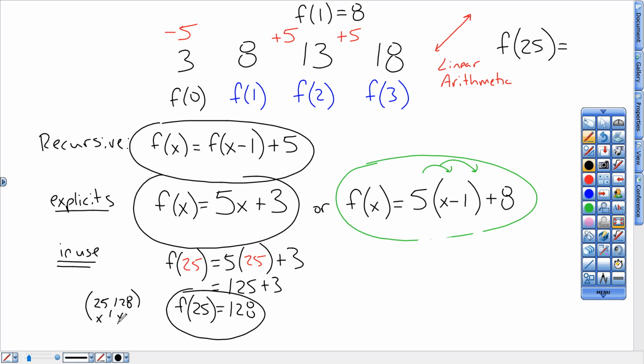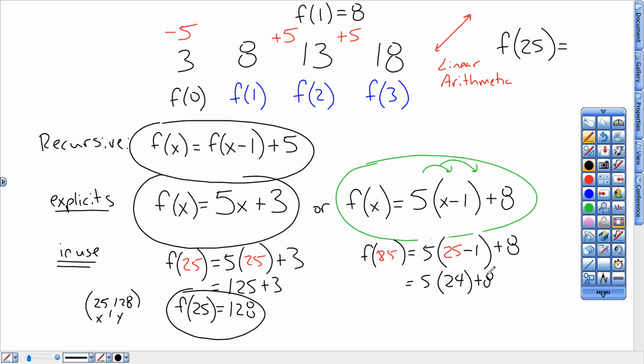The next one should give me the same answer. If I take this one and plug in 25, should give me the same answer. So I got my 5 here. I'm plugging in 25 right here for x. That's going to be taking away 1 plus 8. That gives me 5 times 24 plus that 8.